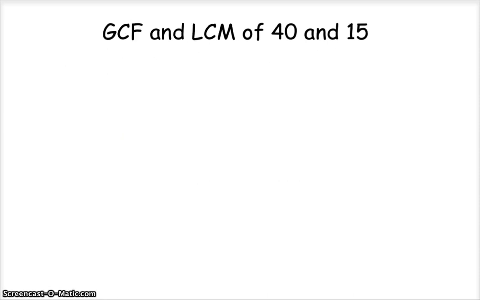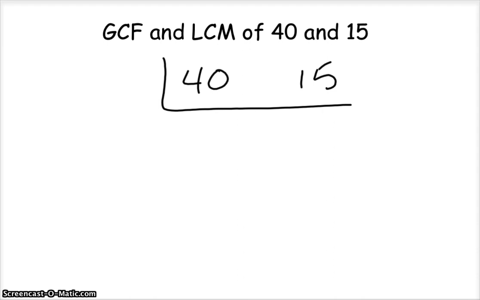Let's try one more. In this case, we have 40 and 15. 40 and 15 are both divisible by 5, so I take a 5 out. I'm left with 8 and 3.